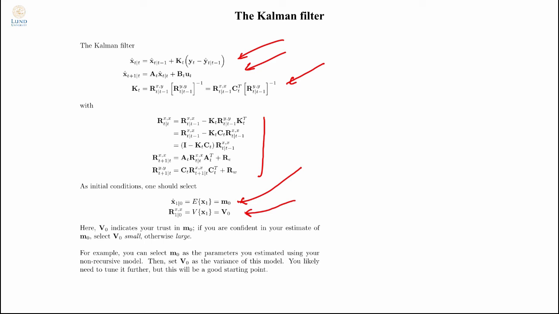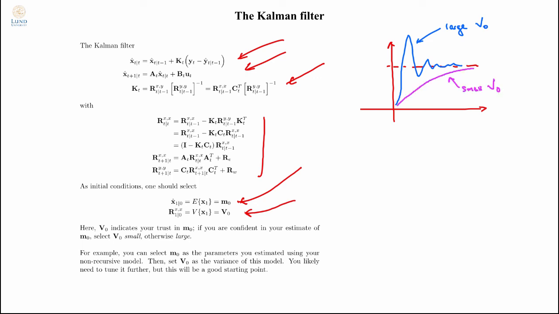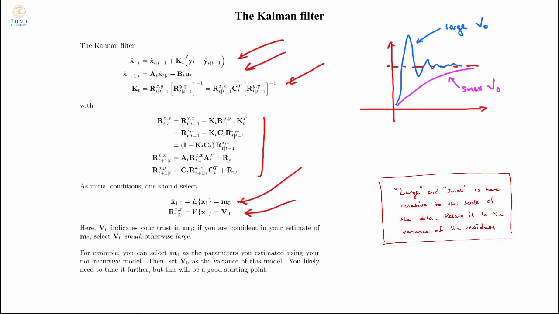However, as in the case that I showed you before, when I had no idea and I just set the initial state to be 0, I basically don't trust my initial state at all. Then I would like to select my V0 large, meaning that I want to neglect my initial estimate very quickly. So if I select V0 large, I will very fast converge to the new value, but I will also have a large overshoot. If I select V0 small, I will basically trust my initial estimate very much, and I will very slowly converge into the new values like this.